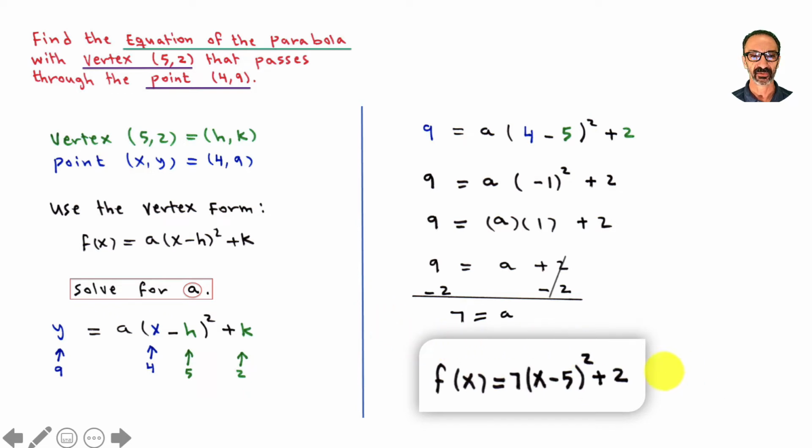That tells you that the vertex is 5 and 2. It's exactly similar to y equals a times x minus h squared plus k. a came up to be 7. You could double check and plug in 4, 9 to make sure.